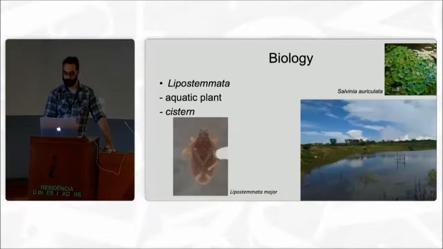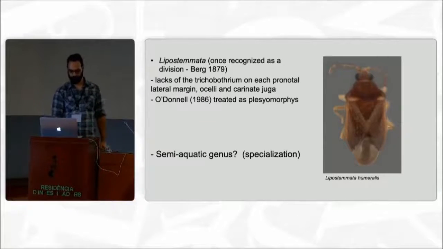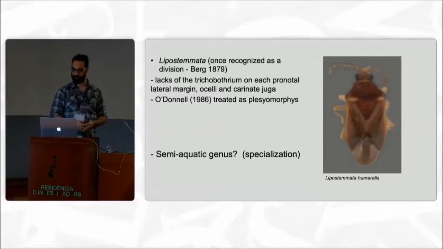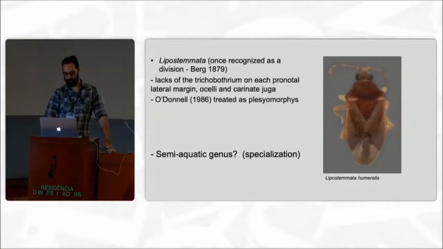Reporter chromid. This genus was once recognized as a division by Berg because they're completely different from the other lithiines. The lack of Dicobotium on each side of the pronotum margin, right here, and O'Donnell treated these characteristics as plesiomorphous. So are these plesiomorphous or specializations for a semi-aquatic environment?